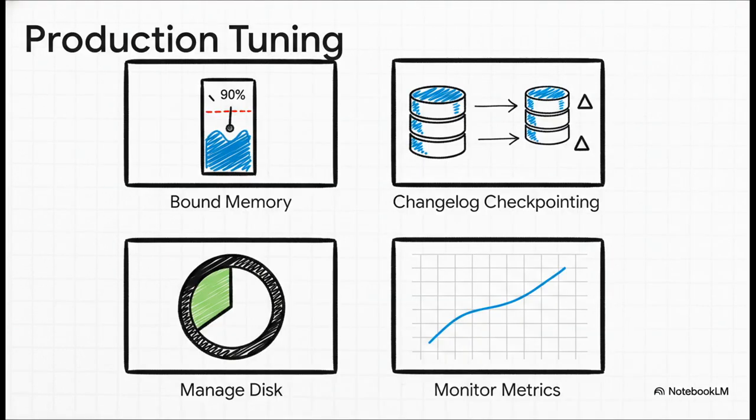Okay, but for a real live 24/7 production job, you're going to want to do a bit more. These are the pro tips. First, you absolutely have to set a memory limit so RocksDB doesn't just eat up all the native memory. Second, you definitely want to enable changelog checkpointing. Instead of saving the whole state every time, it only saves the changes. This is a game changer for recovery speed.